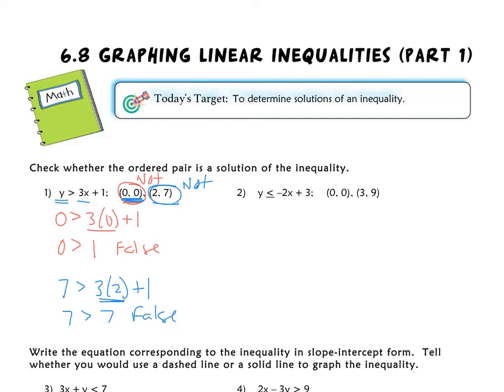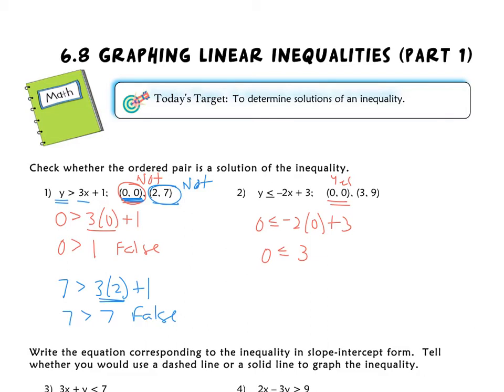Alright, example 2. We'll start by checking out the point (0, 0). So we've got 0 is less than or equal to negative 2 times 0 plus 3. Negative 2 times 0 is 0, so we're left with 0 is less than or equal to 3. Okay, which means that this is a solution. So I put yes.